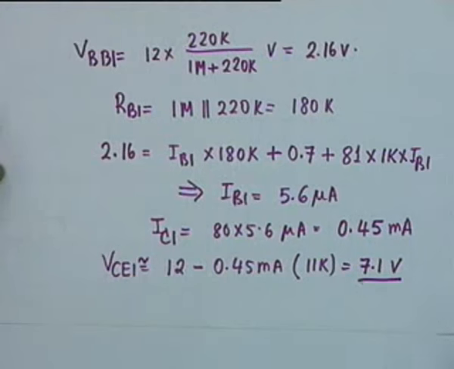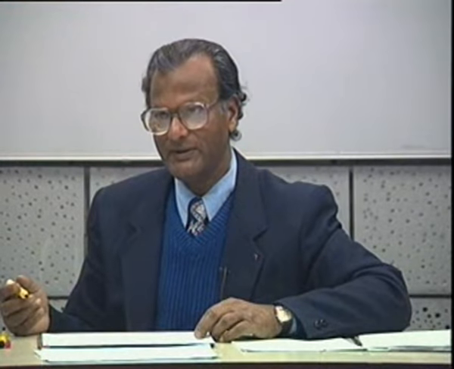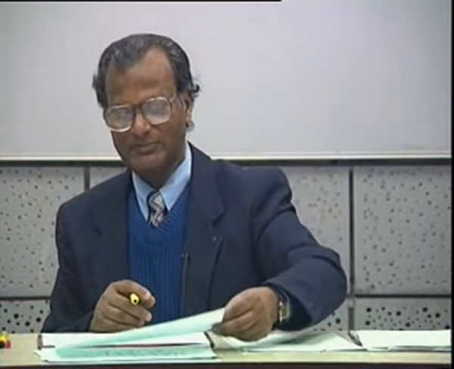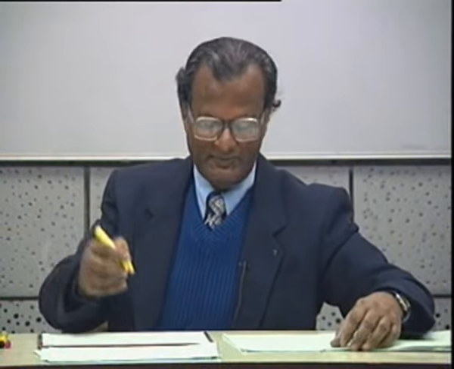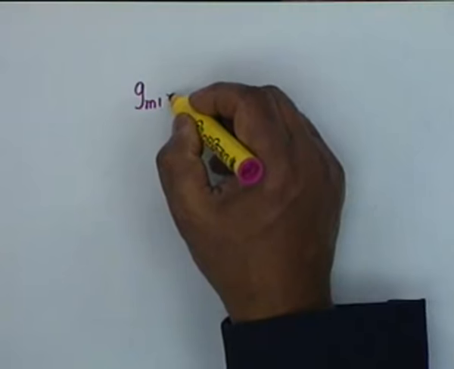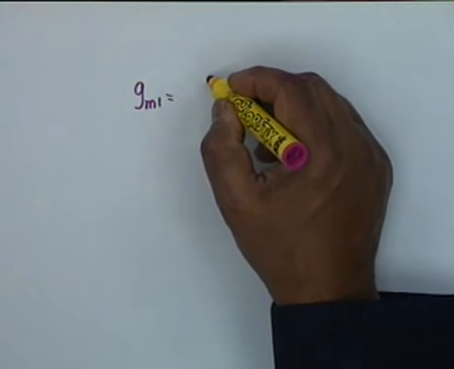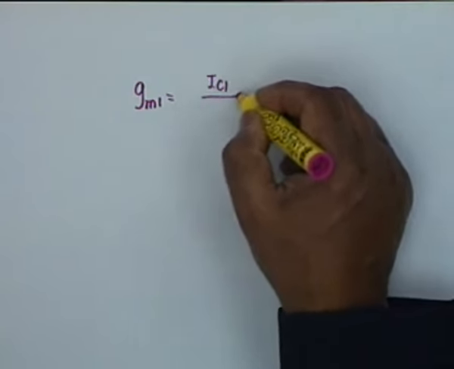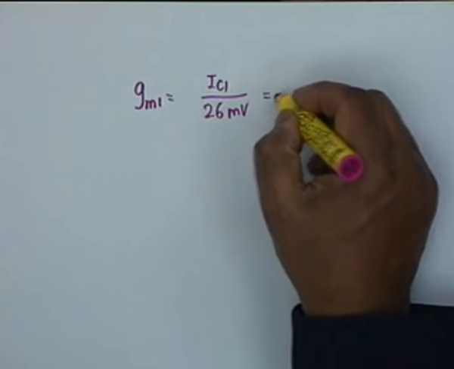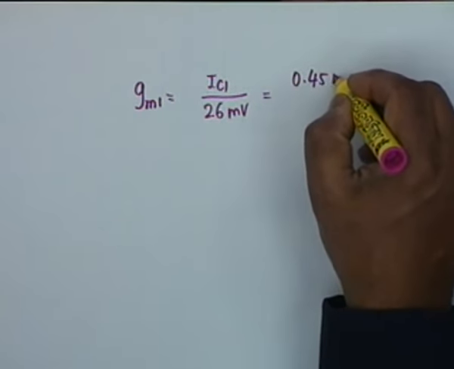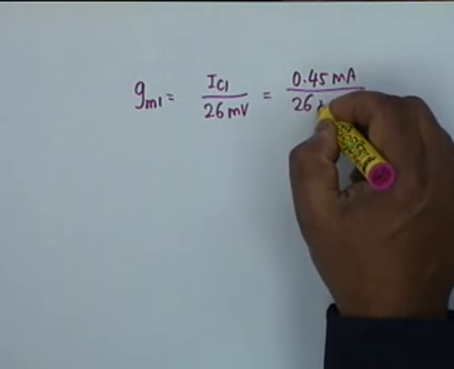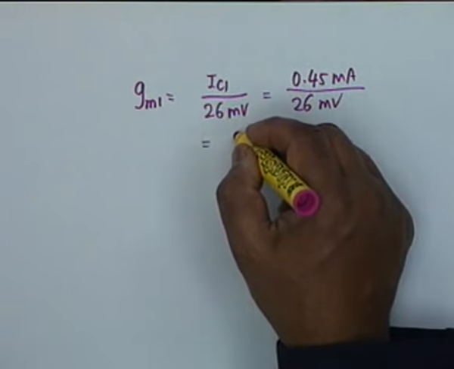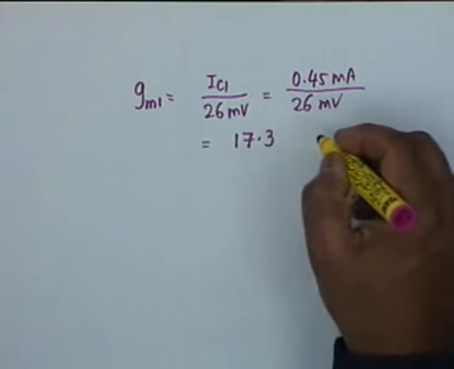Now 7.1 volt is a good operating point. 7.1 volt, 0.45 milliampere is a good operating point. It's neither too close to 12 nor too close to 0.2. Alright, so this is perfectly alright. And before we leave this, why don't we also find gm1? gm1 is IC1 divided by 26 millivolts, so 0.45 milliampere divided by 26 millivolt, and that comes out as 17.3 millimho.